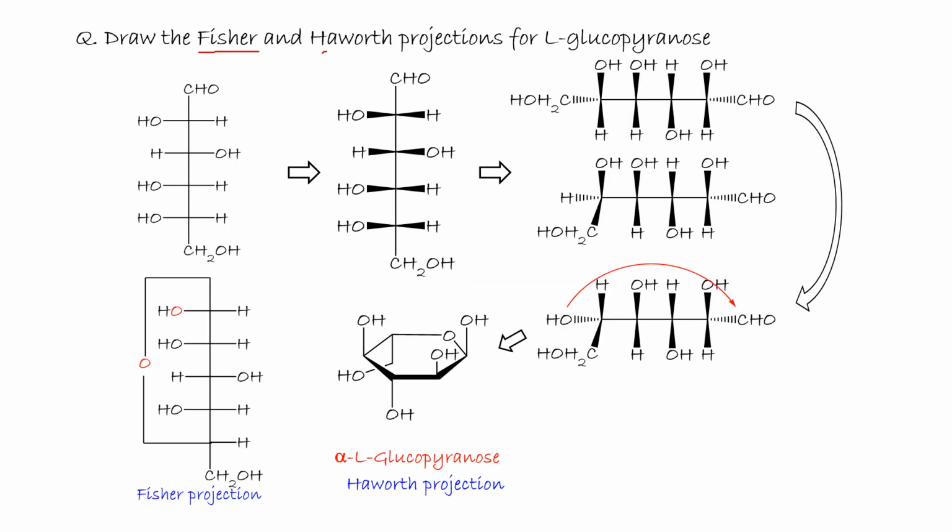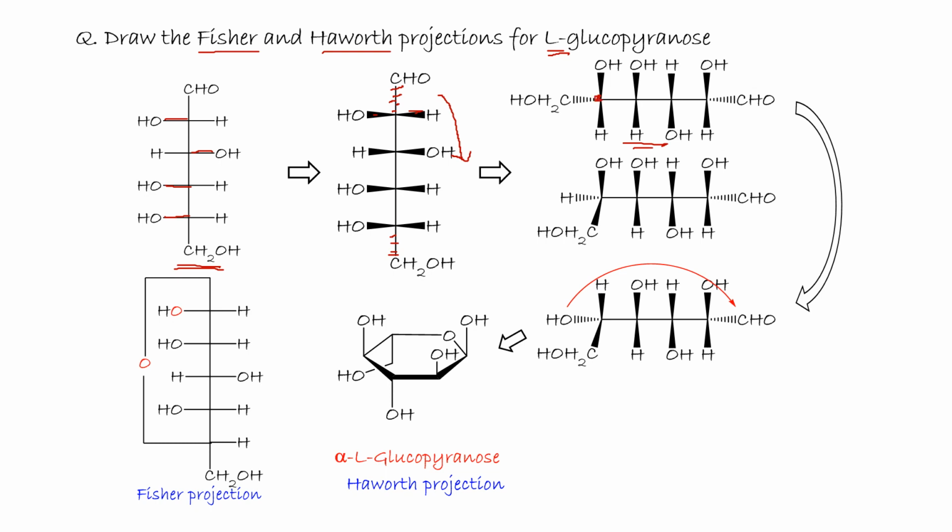Draw Fischer and Haworth projections for L-glucopyranose. Here is L-glucose, mirror image of D-glucose: OH left, left, right, left. To transfer it to three dimensions: up, up. This will be in the back, and this one will be in the back. Rotate 90 degrees, and it will be in that structure.